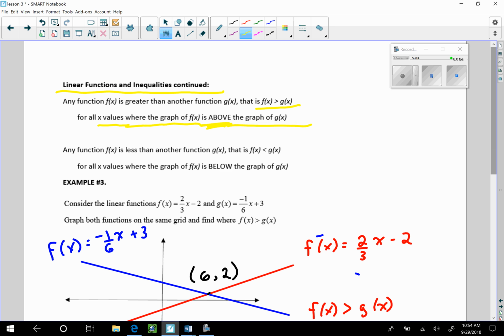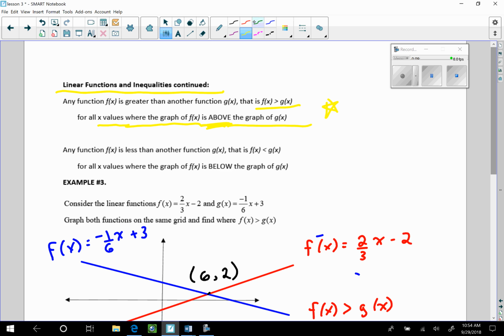This is an extremely important topic next year, talking about one where the graph of one function is above the graph of another function. So do not take this lightly. This is extremely important, and it certainly will be assessed on the upcoming midterm.